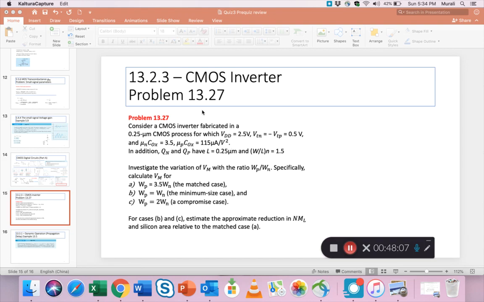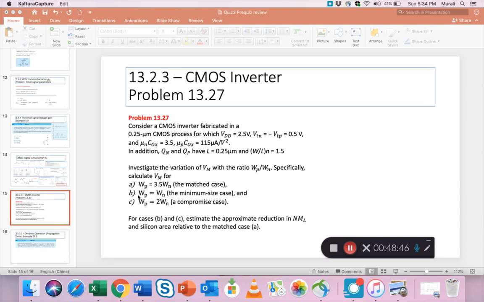So all this information is given, and then we are asked to investigate the variation of Vm, which is that middle point, with the ratio Wp by Wn. So as Wp by Wn changes, we've got three cases here. What happens to Vm is the question that we have to answer. One of them is the matched case, and that's given Wp equals 3.5 times Wn, right? The width of the P is always much larger than the width of the N section. So that's given to be 3.5, and that's called the matched case.